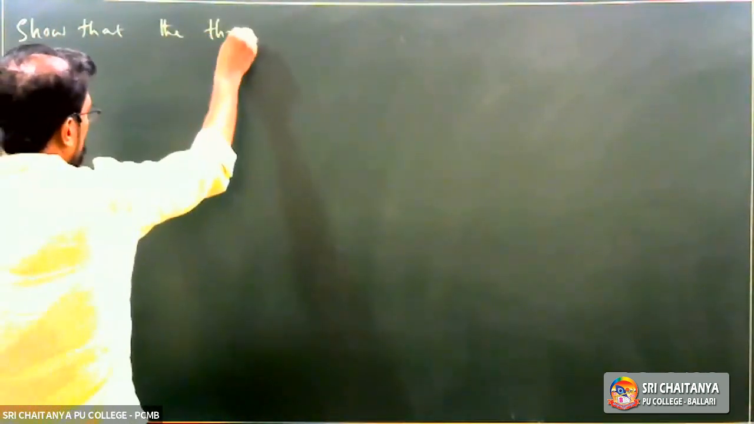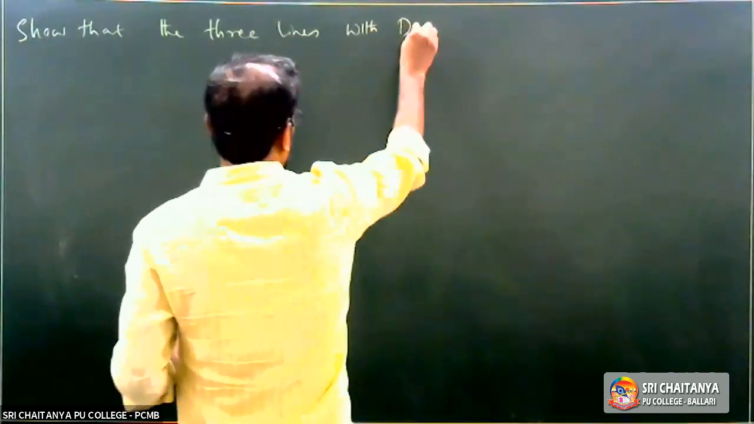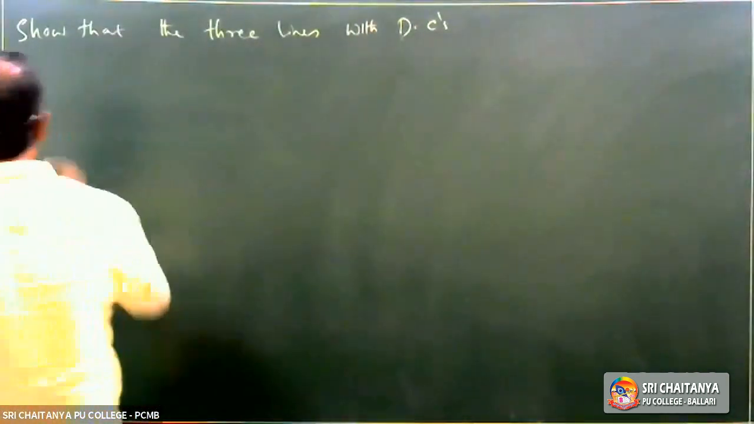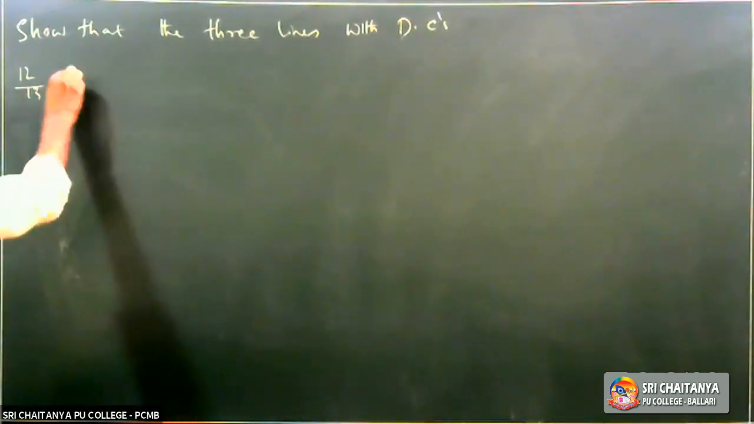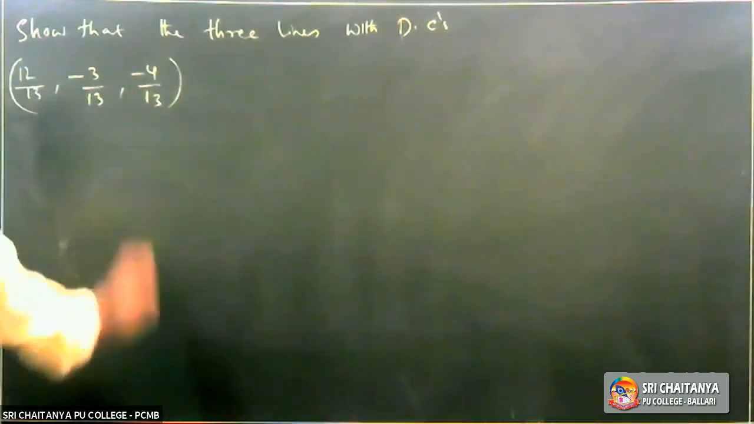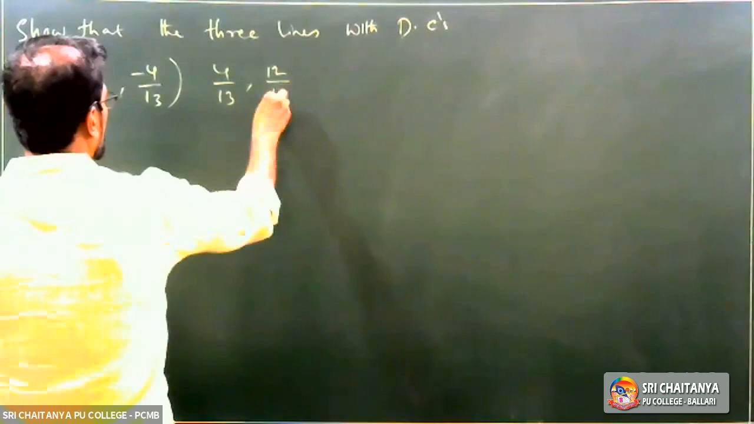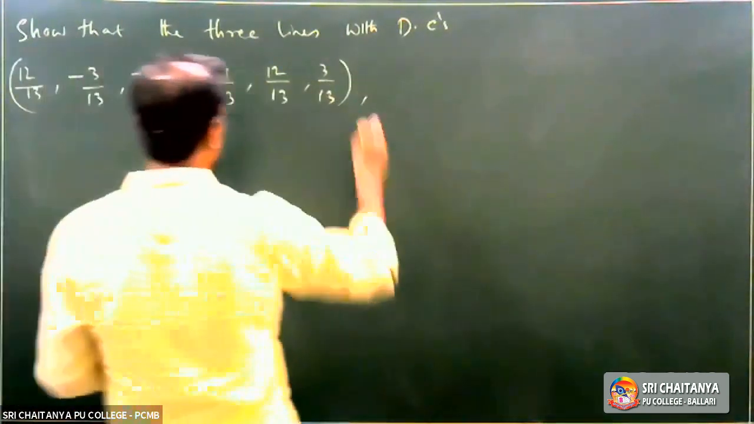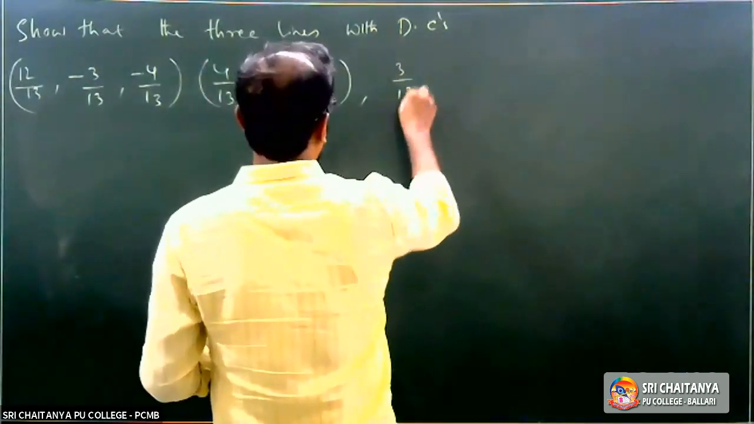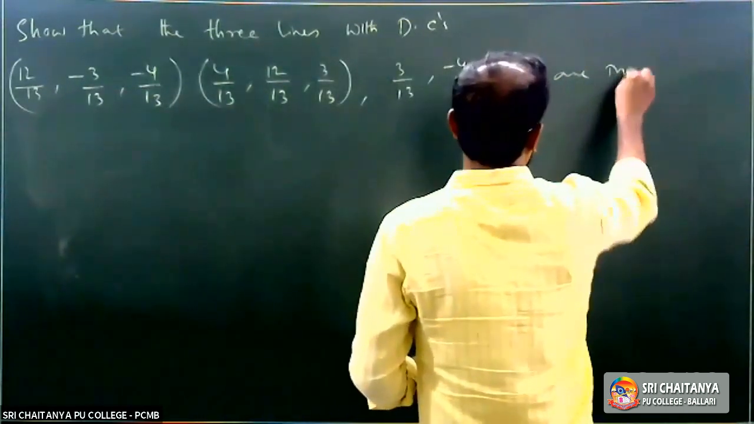Show that the three lines with direction cosines 12 by 13, minus 3 by 13, minus 4 by 13; 4 by 13, 12 by 13, 3 by 13; and 3 by 13, minus 4 by 13, 12 by 13 are mutually perpendicular.